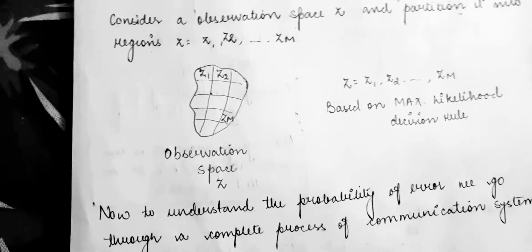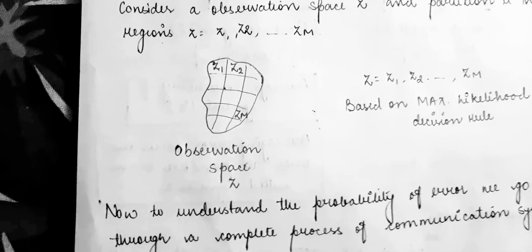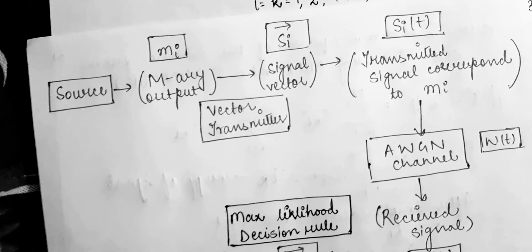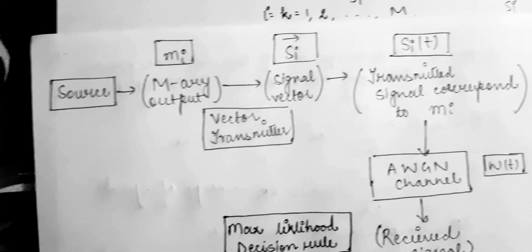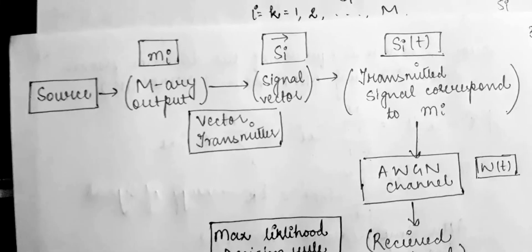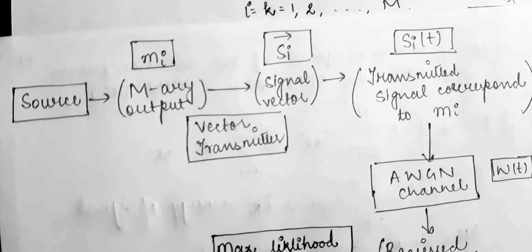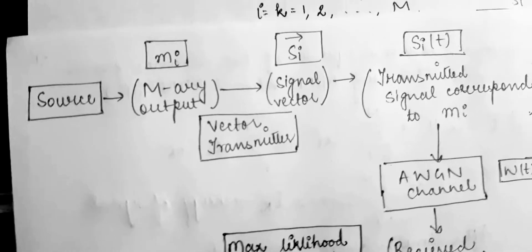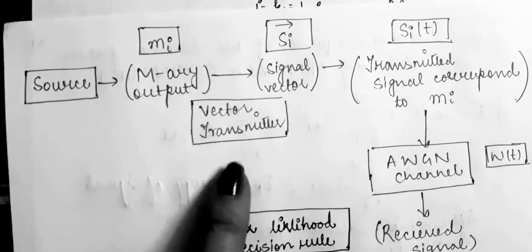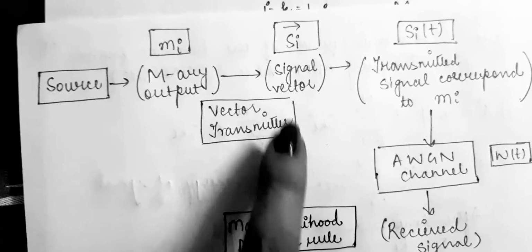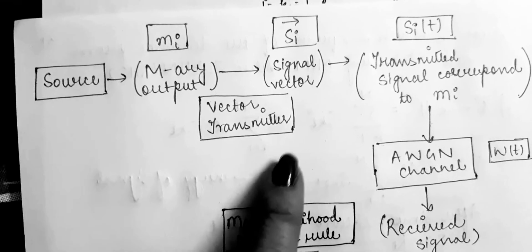Now, to understand the probability of error, we go through the complete process of a communication system. Initially, the message source is used to generate the M-ary output signal. After this, the vector transmitter encodes each symbol into a signal vector Si having n dimensions, where n is less than or equal to m.